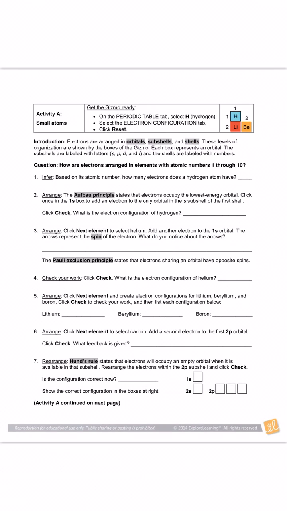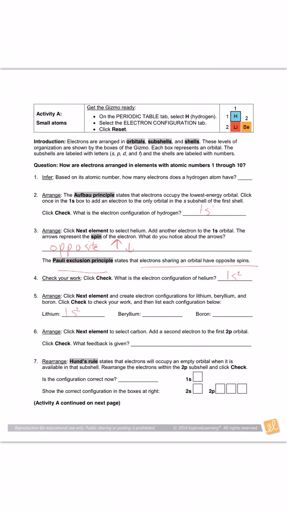The Aufbau principle states that electrons occupy the lowest energy orbital first. Click on the 1s box. What is the electron configuration of hydrogen? It's 1s1. The orbitals, what do you notice about the arrows? They are opposite. One up and one down. Pauli exclusion principle: electrons sharing an orbital have opposite spins. Electron configuration of helium is 1s2.